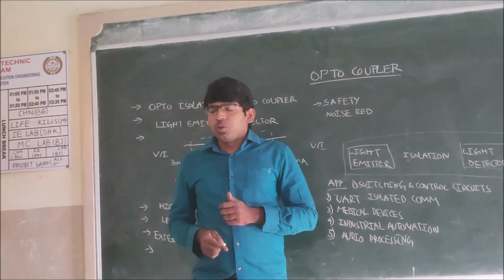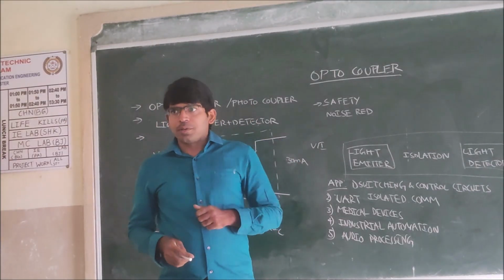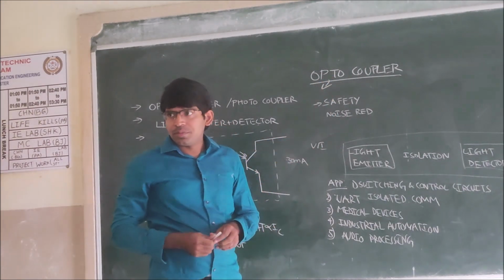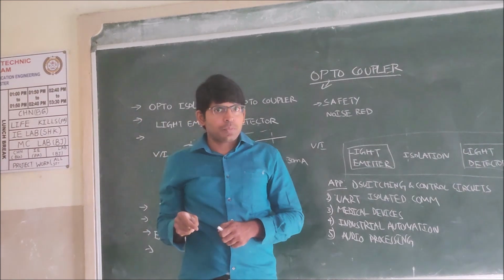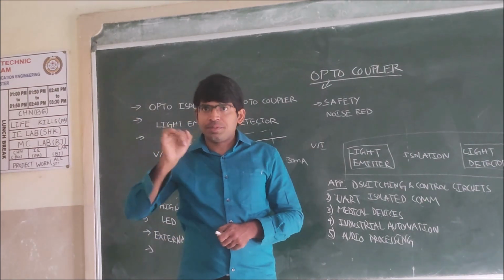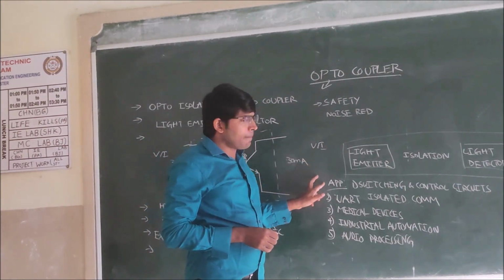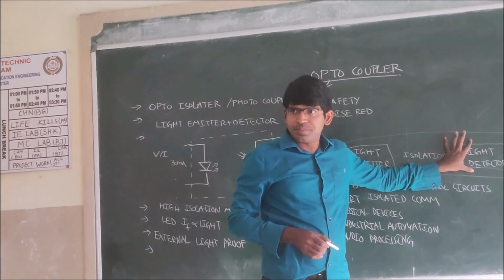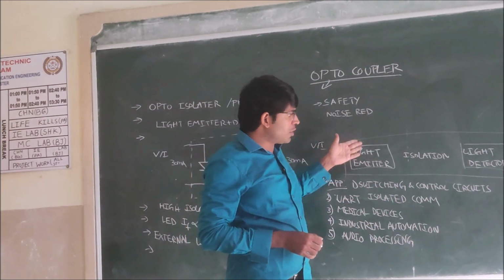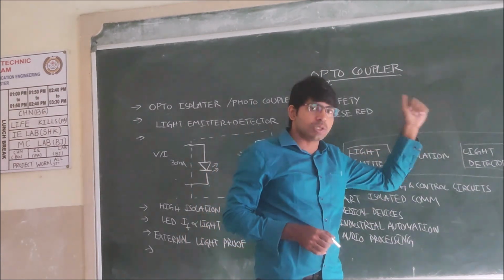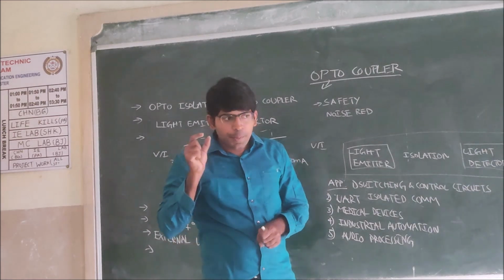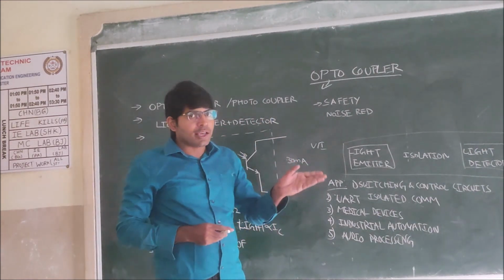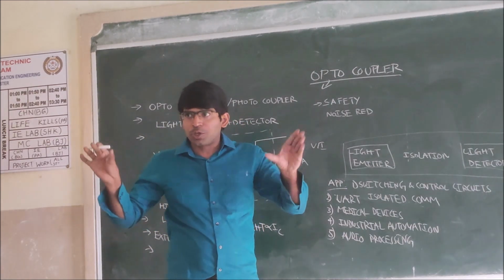Now we are discussing the optocoupler. Optical communication: when the term opto comes, it is related to light. Here we are using a light emitter and a light detector. Sir, what is the need? We are using a light emitter and immediately a light detector. The purpose of an optocoupler is to provide isolation between any two circuits.